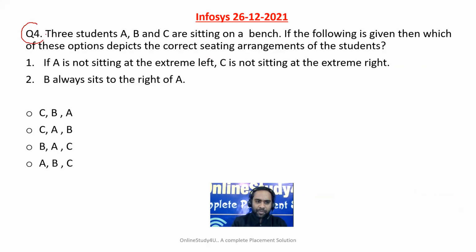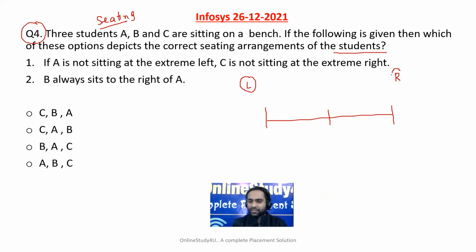Then question number 4. It's a question from sitting arrangement, a very simple question. Three students A, B, C are sitting on a bench. A bench is something like that, 3. If the following is given, then which of the options depicts the correct sitting arrangement of the students? If A is not sitting at the extreme left, so left will be this and our right will be this, so A will not sit here, and C is not sitting at the extreme right, so C will not sit here. Okay, this is clear. Now let us check the options.